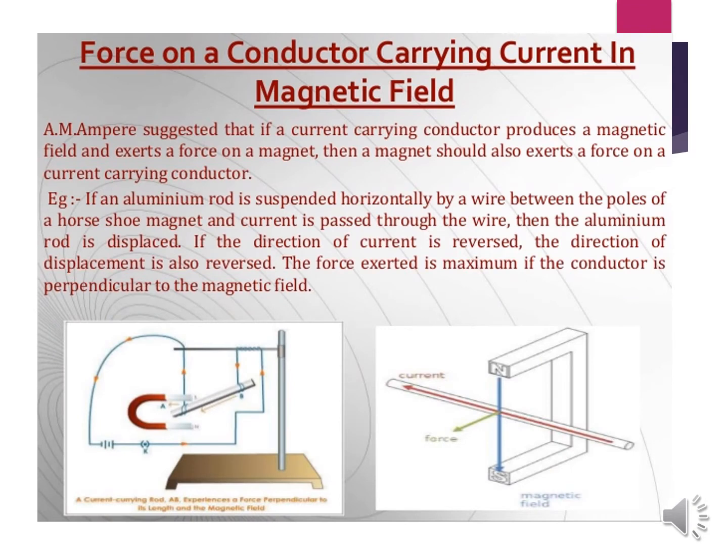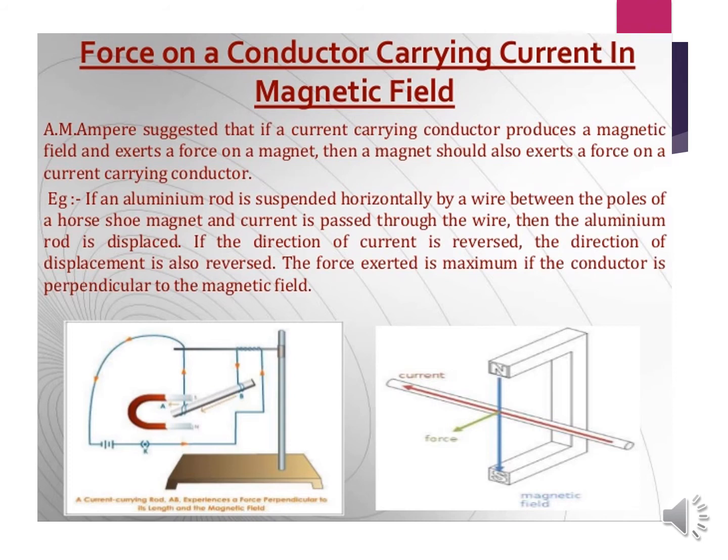Now we have force on a conductor carrying current in a magnetic field. A.M. Ampere suggested that if a current carrying conductor produces a magnetic field and exerts a force on a magnet, then the magnet should also exert a force on a current carrying conductor. For example, if an aluminum rod is suspended horizontally by a wire between the poles of a horseshoe magnet and the current is passed through the wire, then the aluminum rod is displaced. If the direction of the current is reversed, the direction of displacement is also reversed.